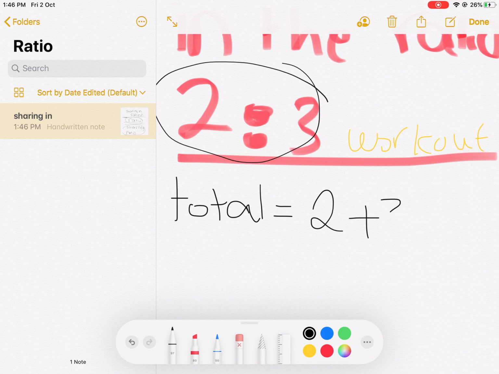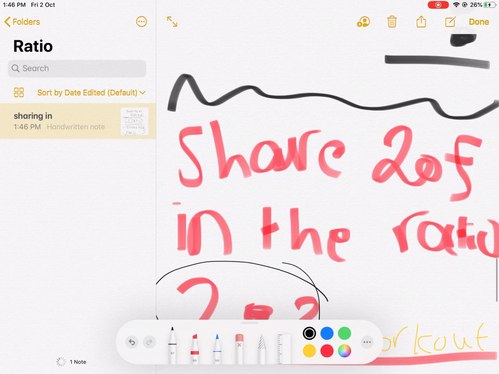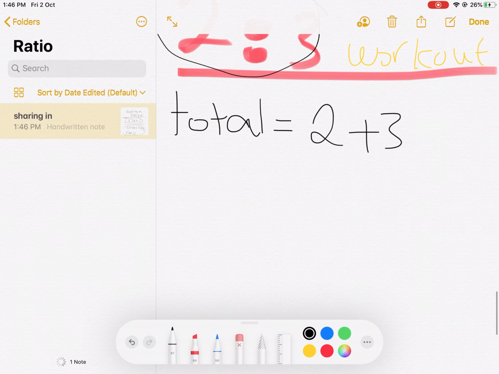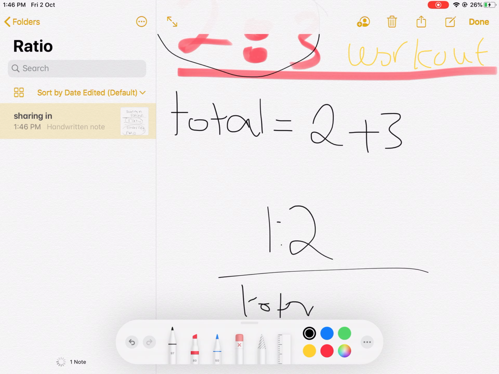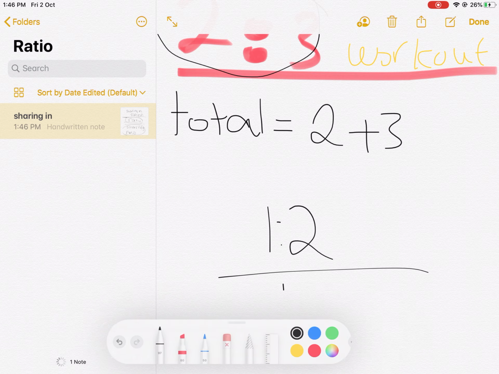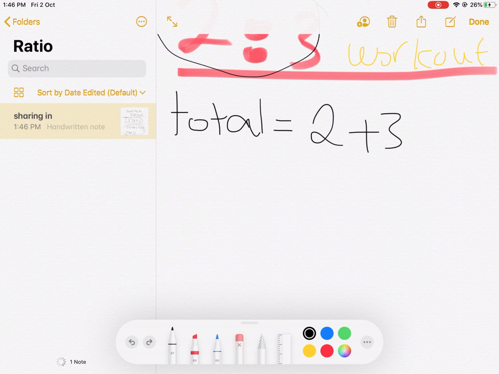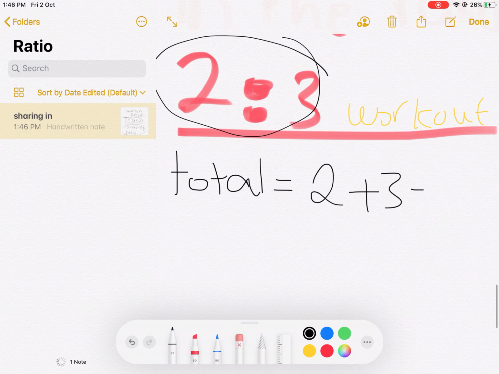Every time, basically, if I say share 15 centimeters in the ratio 1 2, the first thing we do is find the total, 1 plus 2. Or if I say share 35 sweets in the ratio 4 3, we write 4 plus 3. So it works like this. 2 plus 3, which is equal to 5.